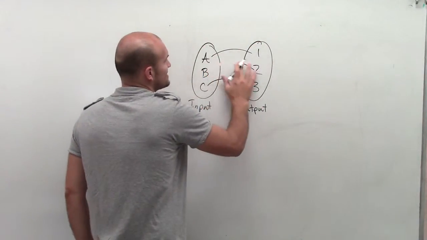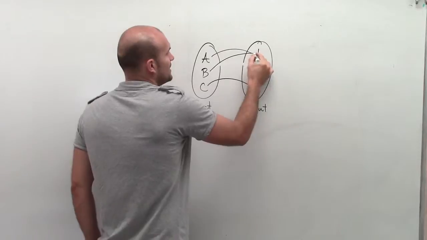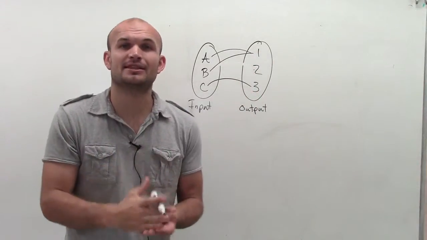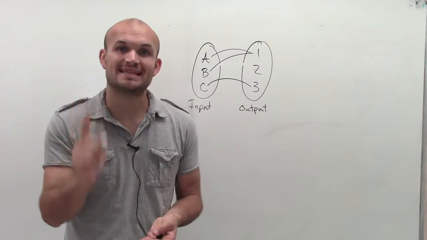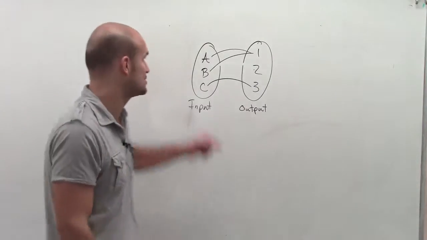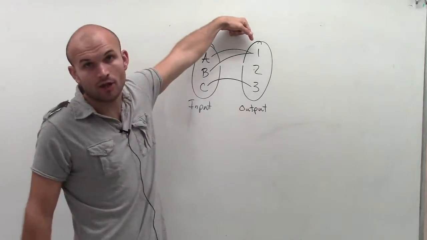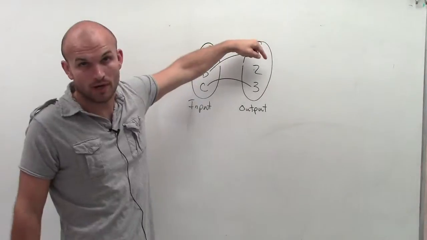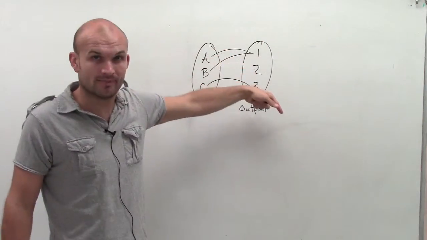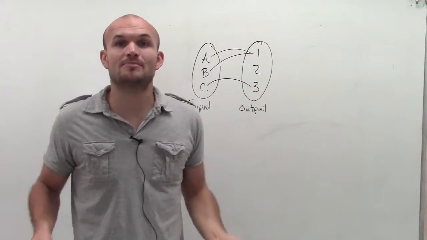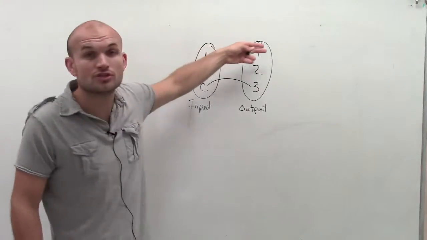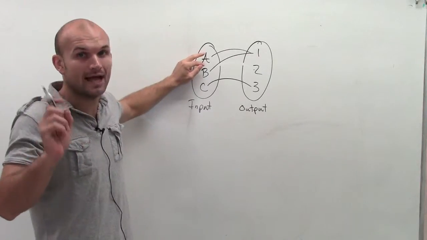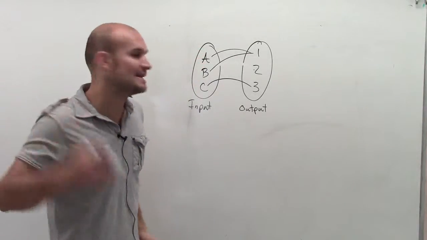What about if I didn't say B went to 2, but B also went to 1? So again, let's look at it. Every element in the domain has to correspond to exactly one element in the range. So A goes to one element, which is 1. B also goes to one element, which is 1. And C goes to one element, which is 3. That still follows my definition. It's OK that these go to the same element as long as they go to exactly one element. So here's an example of a function.